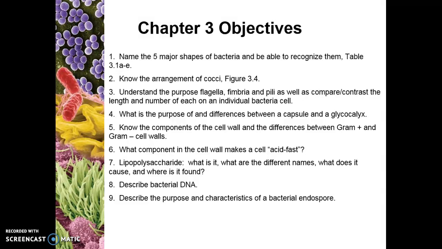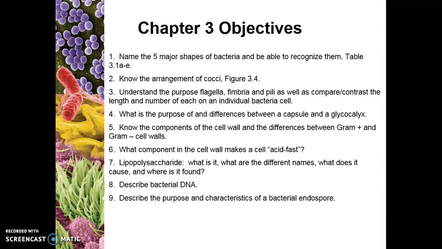What component in the cell makes a cell acid-fast? And I don't remember if you guys do an acid-fast stain in the lab or not. Then lipopolysaccharide, what is it? What are the different names? What does it cause? Where is it found? This really is a key point within microbiology, and being able to understand just the foundational knowledge of some of these bacteria cells.